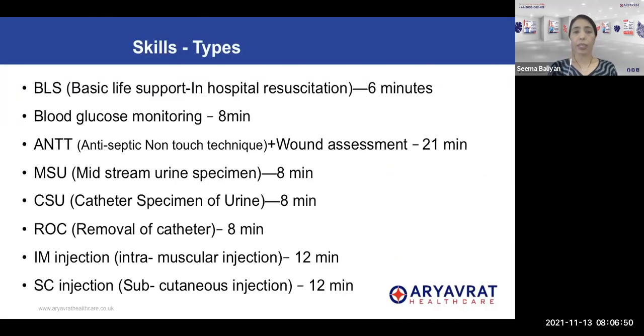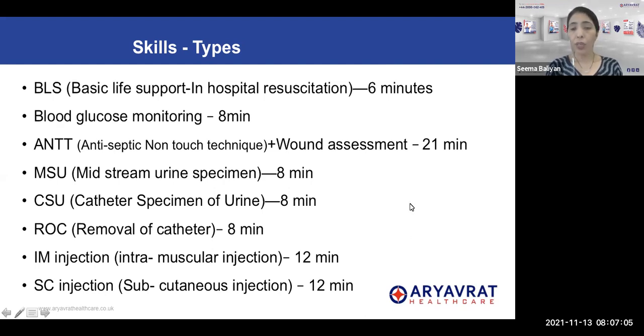Now, these are just the skill types. As I mentioned, there are 16 skills. So this is the list of all of the skills. There is BLS, which is one of the skills. You will get 6 minutes to do that. Blood glucose monitoring, you get 8 minutes to do that.